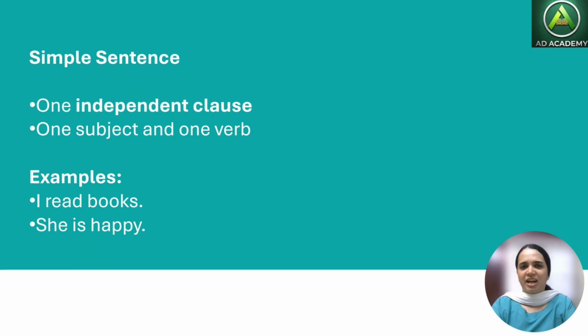And I haven't added anything like she is happy and she went to the park. No, it's just one independent clause. I'm not adding any other independent clause or any dependent clause to it. I've just added one independent clause. This is a simple sentence.